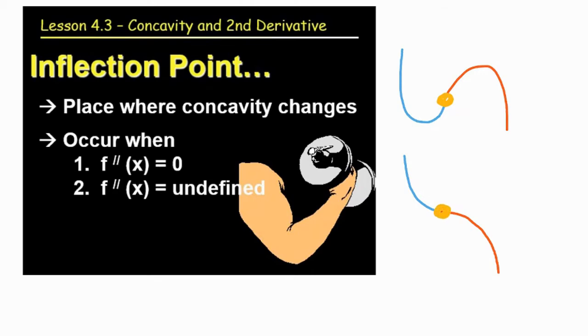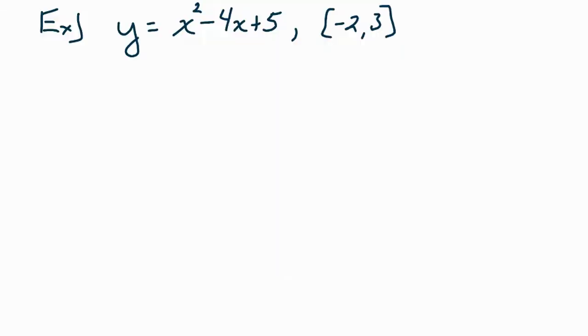Let's analyze some, I'll call them, special functions. Let's analyze them, and we'll start with y equals x squared minus 4x plus 5 from -2 to 3.